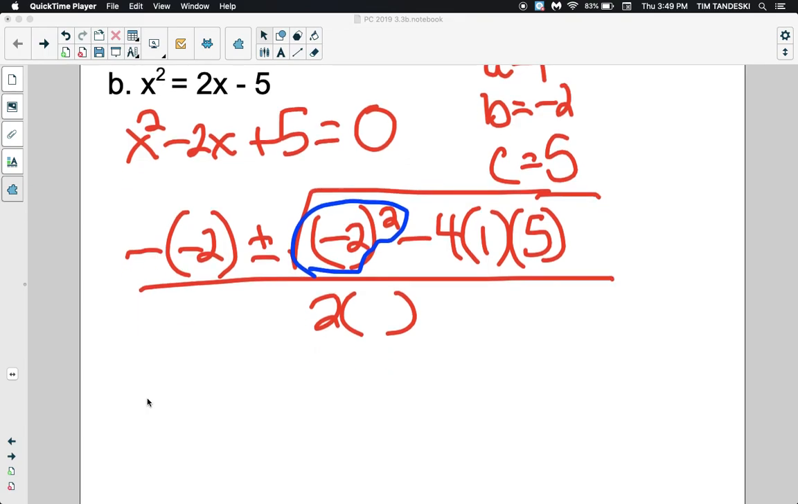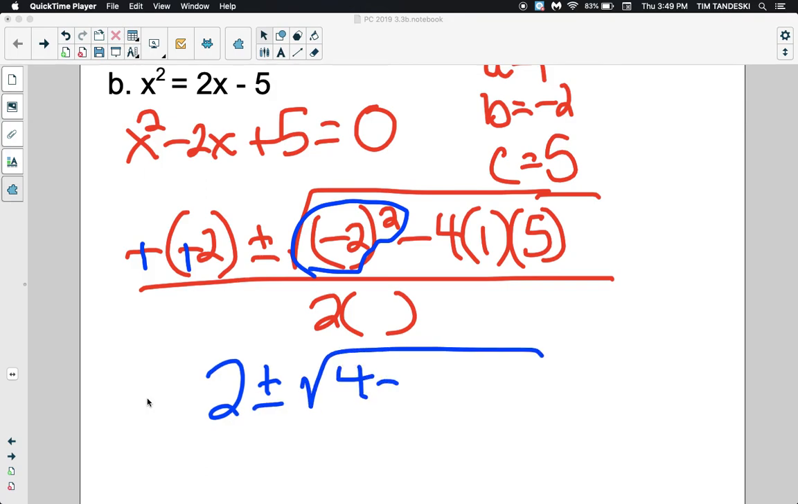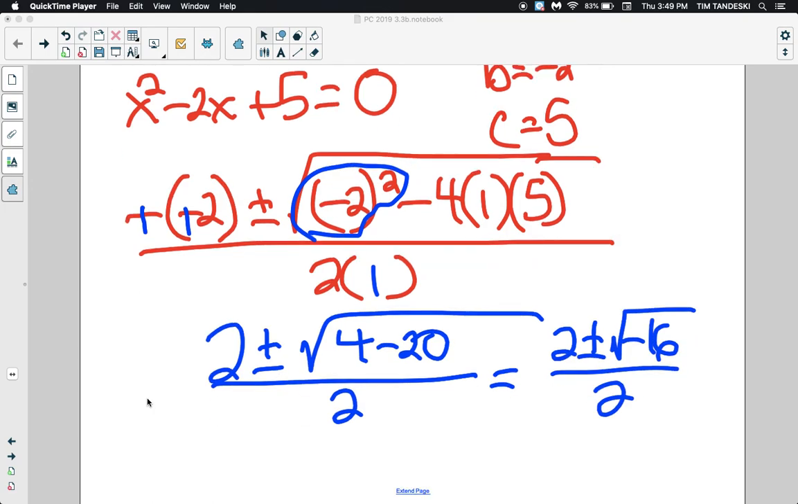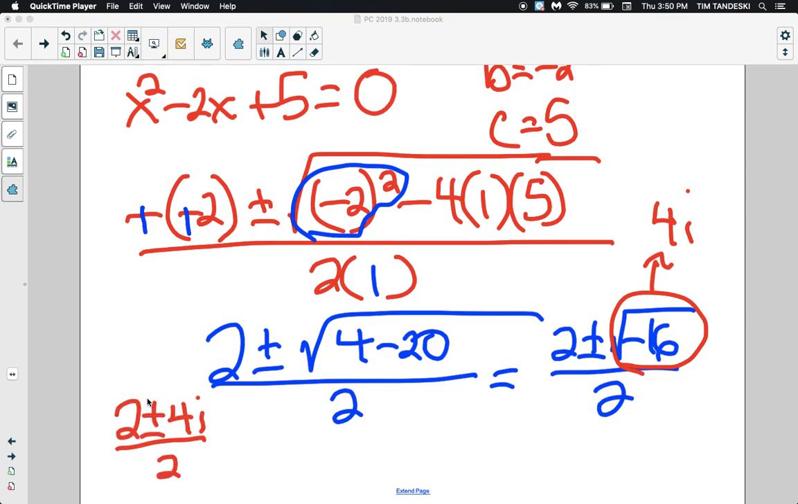So I'm going to end up with the opposite of negative 2, which is 2, plus or minus the square root of 4 minus 20 over here. And a was 1, so I'm going to end up with 2 in the denominator. So I'm going to end up with 2 plus or minus the square root of negative 16 over 2. Hopefully we remember from earlier in the chapter that the square root of negative 16 is 4i. So I'm really going to end up with 2 plus or minus 4i over 2. I could write this as 1 plus or minus 2i.